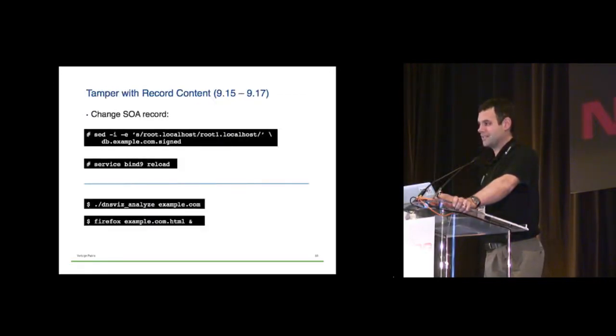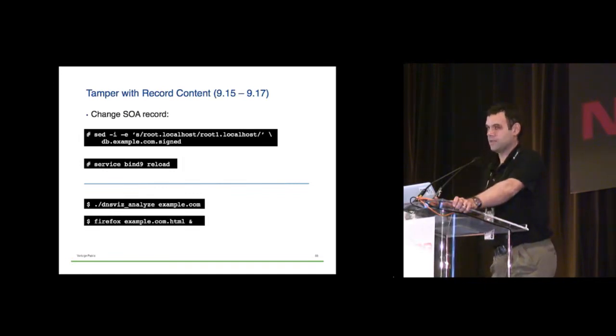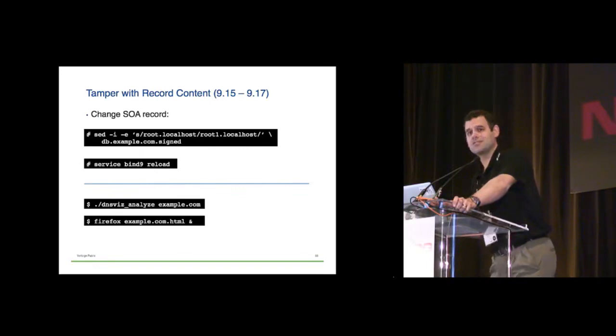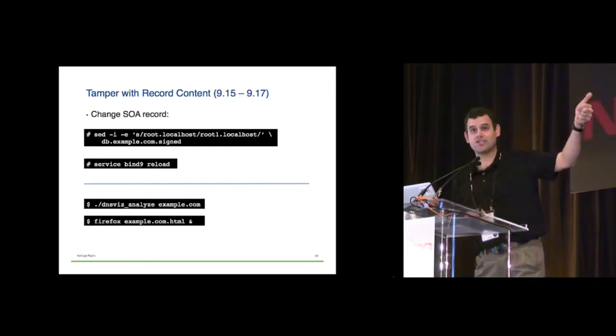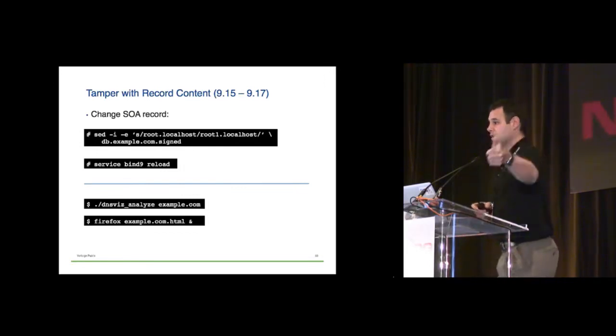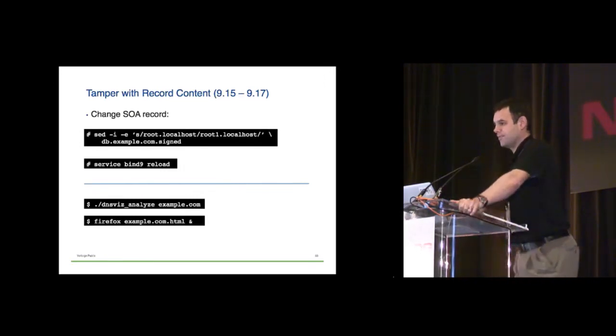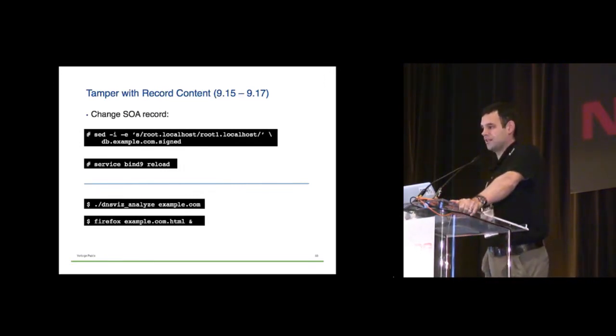915 through 917, we're going to modify the SOA record. We're basically just changing the RNAME field in the SOA record using a quick sed command. But we're not going to re-sign the zone, which means, what's going to happen to the signature associated with the SOA record? We've changed the content, but we didn't change the signature. Is it going to validate? No. Okay, and you should see that reflected now when you run that DNSViz analyze again, and then use Firefox to open it up.